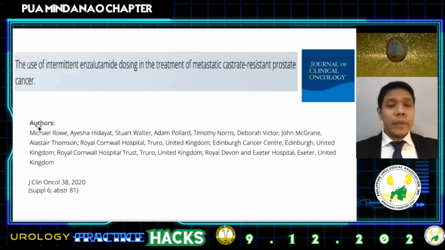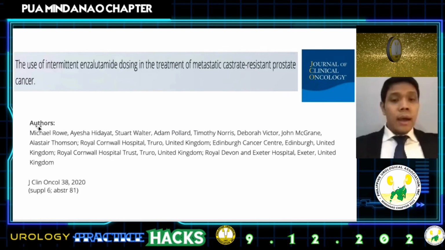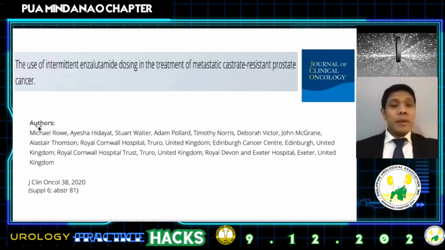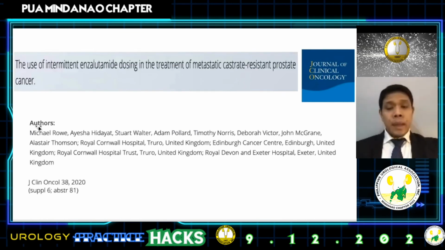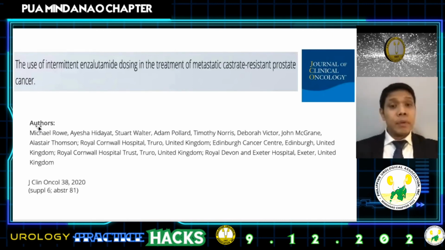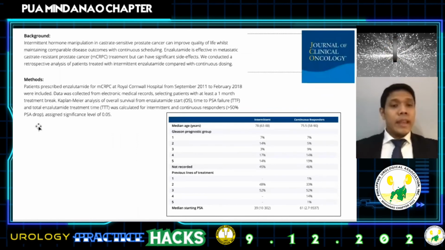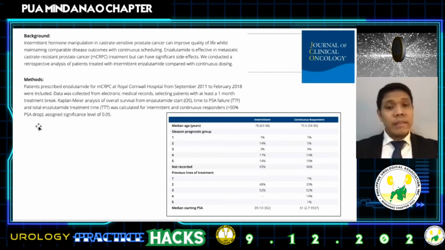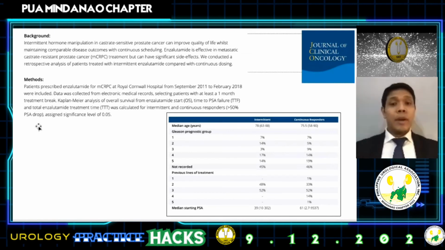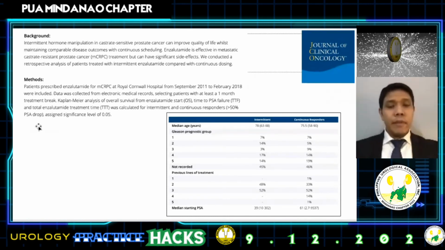Still another study from the UK. This time, what they did was they modified giving enzalutamide. So instead of continuous, they tried giving it intermittently. Okay, this was published in the Journal of Clinical Oncology too, so it's a reputable journal. So they included patients on treatment from 2011 to 2018, and those who were with significant side effects from the treatment were given 1 month break. So that's how they were able to come up with this review.